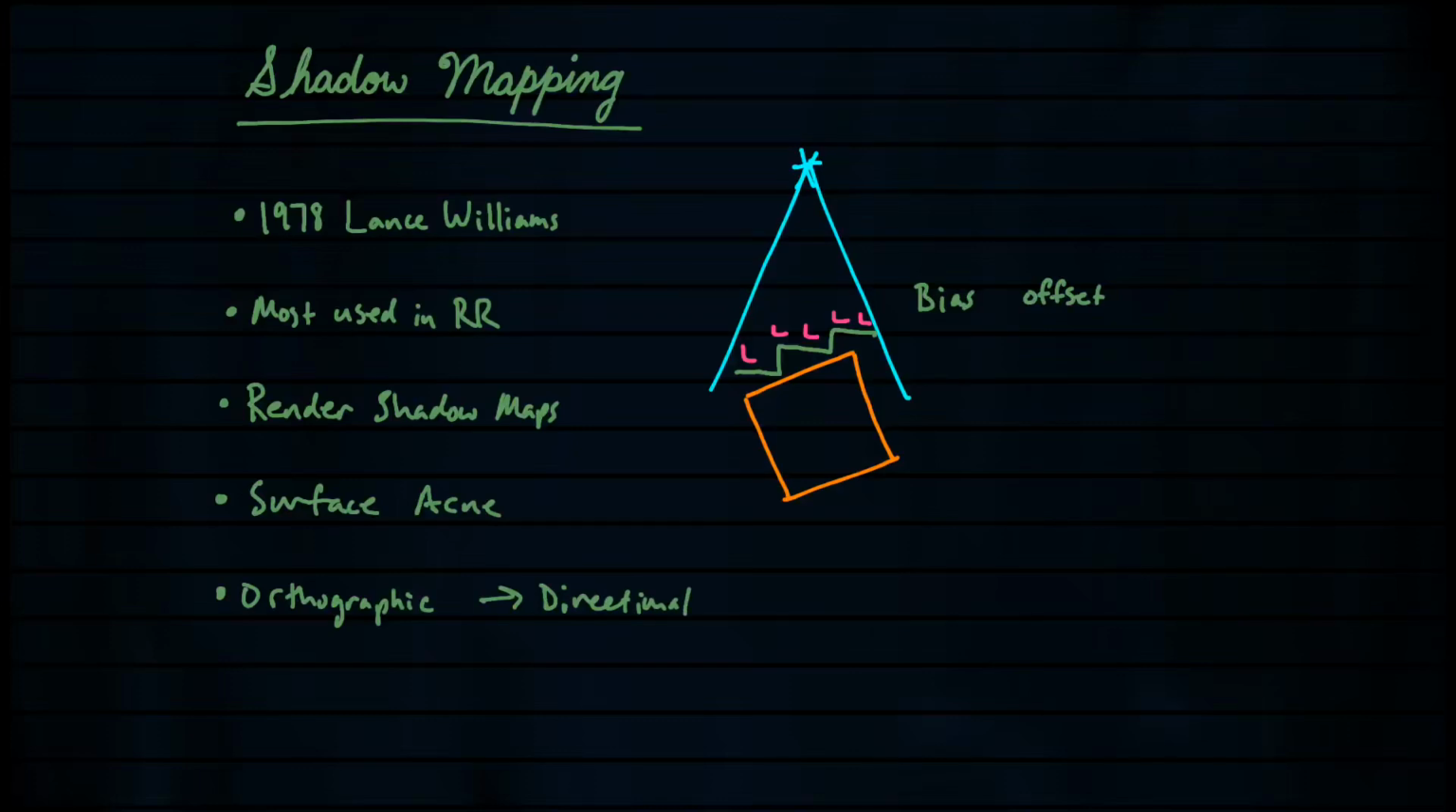But another technique you can try is called cascaded shadow maps. With cascaded shadow maps, essentially what you do is you take your scene and you divide it. So let's erase this real quick.